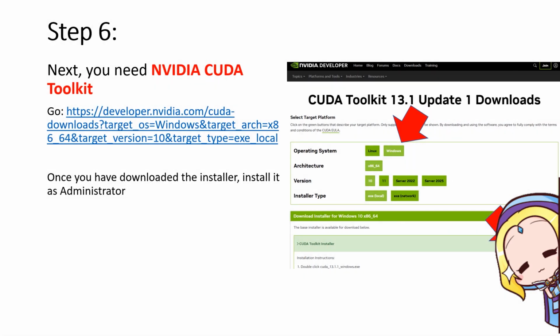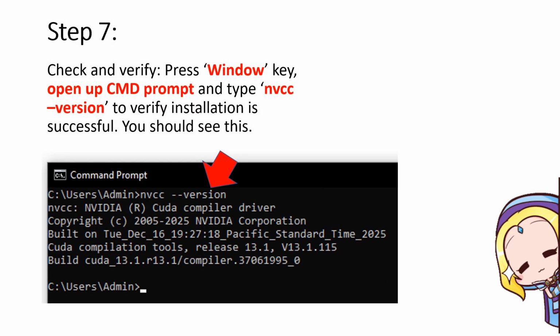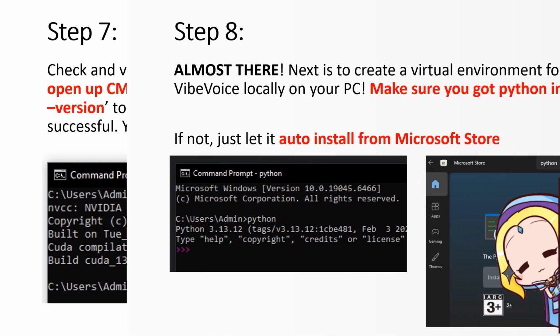Step 6 is where we install the NVIDIA CUDA Toolkit. Select your operating system, architecture, version, and installer type. Step 7 is for verifying that you have installed the NVIDIA CUDA Toolkit properly. Check and verify, press the Windows key, open up the CMD prompt, and type nvcc --version to verify the installation is successful. You should see this.